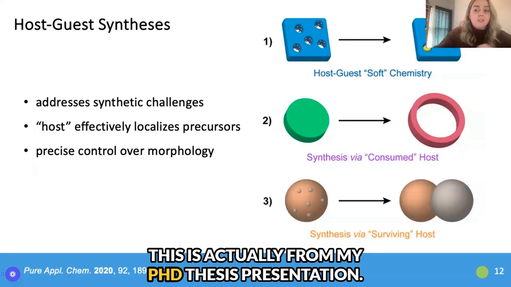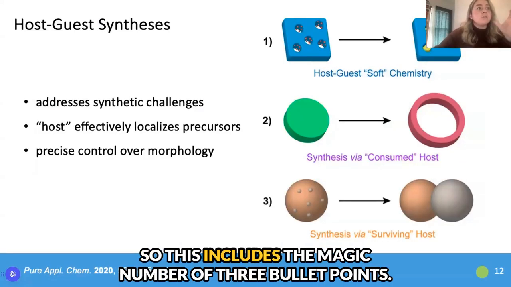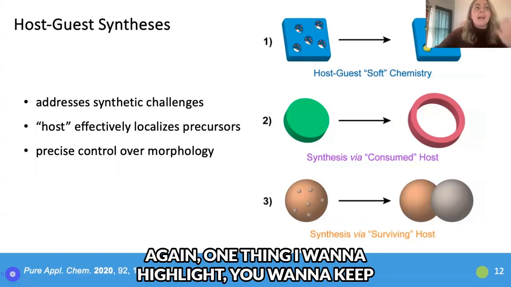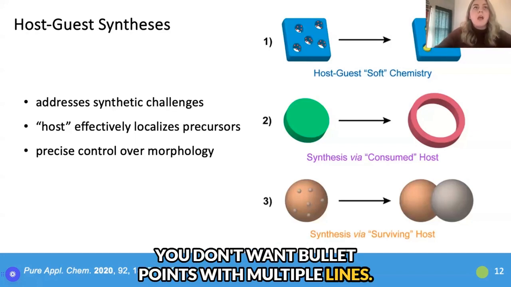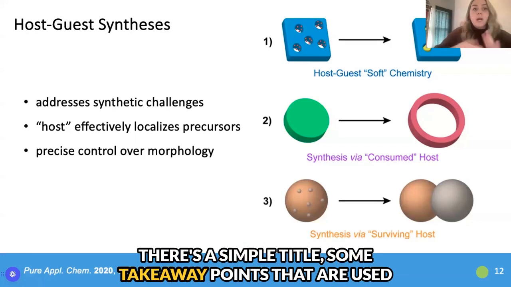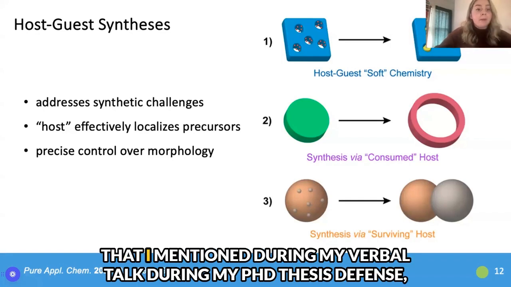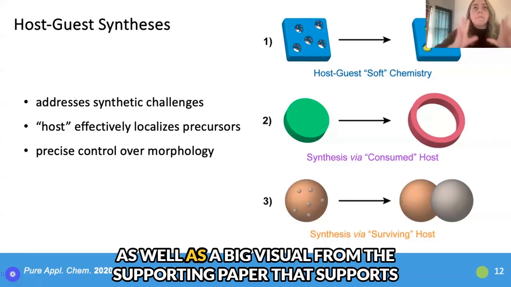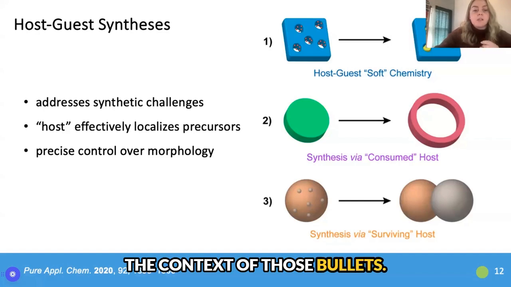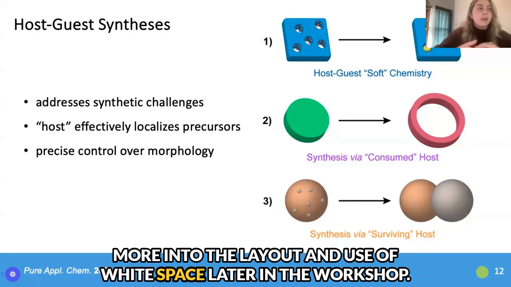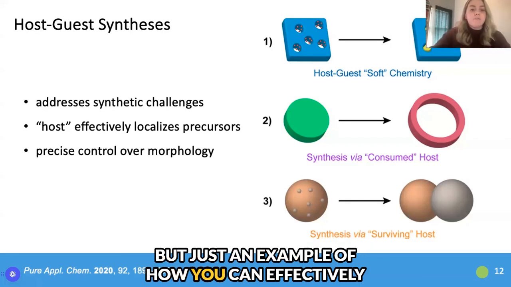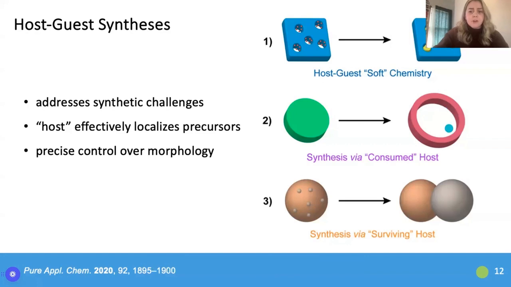This is actually from my PhD thesis presentation. So this includes the magic number of 3 bullet points. Again, one thing I want to highlight, you want to keep them to one line as well. You don't want bullet points with multiple lines. There's a simple title, some takeaway points that I mentioned during my verbal talk during my PhD thesis defense, as well as a big visual from the supporting paper that supports the context of those bullets. So here's just one way to structure. Again, we'll go a lot more into the layout and use of white space later in the workshop, but just an example of how you can effectively use a visual to support your content.